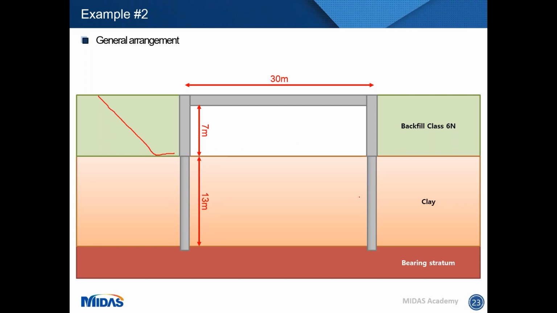And this structure is supported on a clay stratum, and then the piles reach a competent stratum beneath this clay stratum where the piles are supported. So again, we don't need to take into account bracketing effects on the clay layer, but we need to understand the additional stresses, the stress profile due to soil bracketing on this granular material, on this backfill class 6N. And how do we do that?